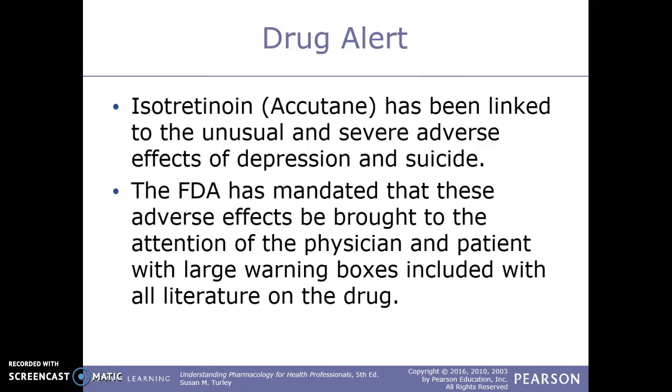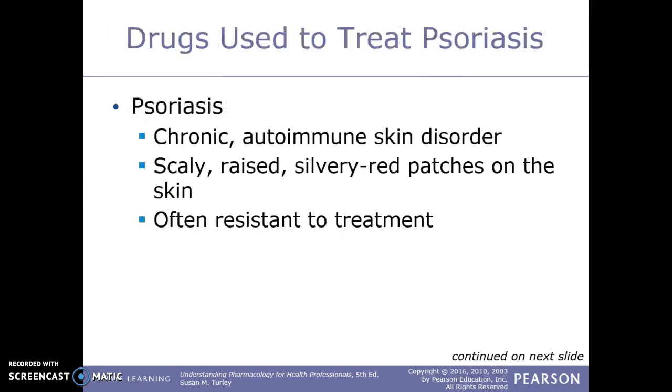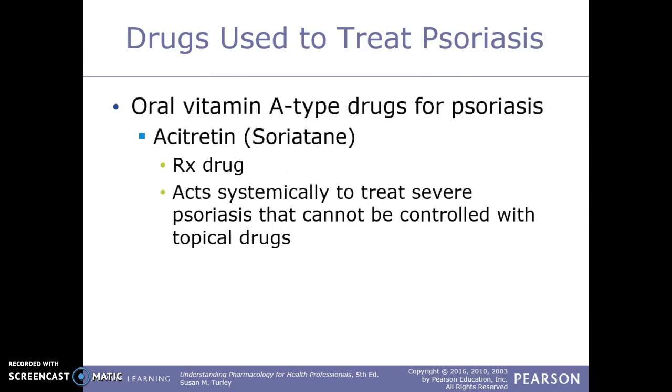And then, like I said, acne rosacea is the other type of acne, and that is acne for the adult form. So again, it's different, and because of that, it is going to be treated a little bit differently as well. Some of the other skin diseases that you're going to be looking at this week are psoriasis. It is an autoimmune disorder, so it's very resistant to treatment. Again, topical things are typically used, so we are going to try to treat it topically, but there are some orals as well. So an oral vitamin A type of drug is used to help with psoriasis. For some patients, that is effective.